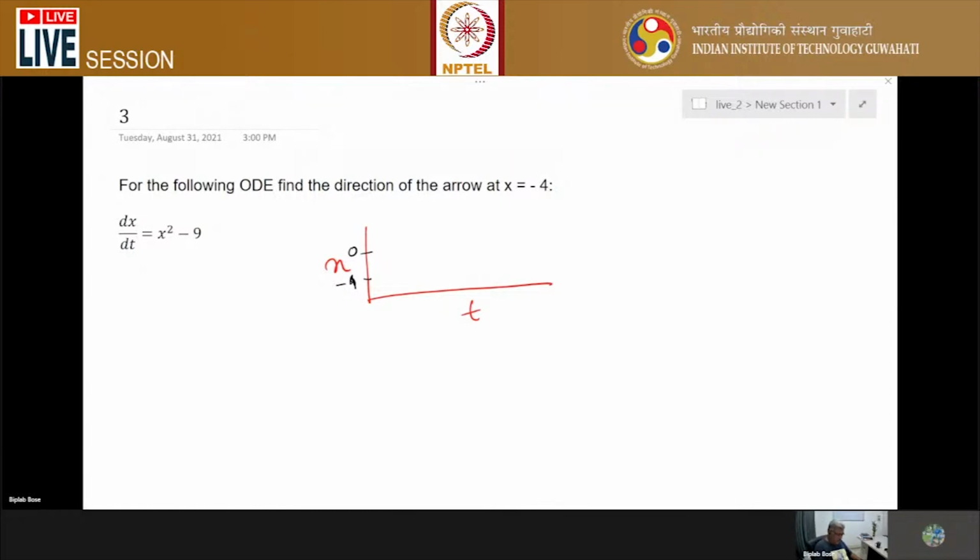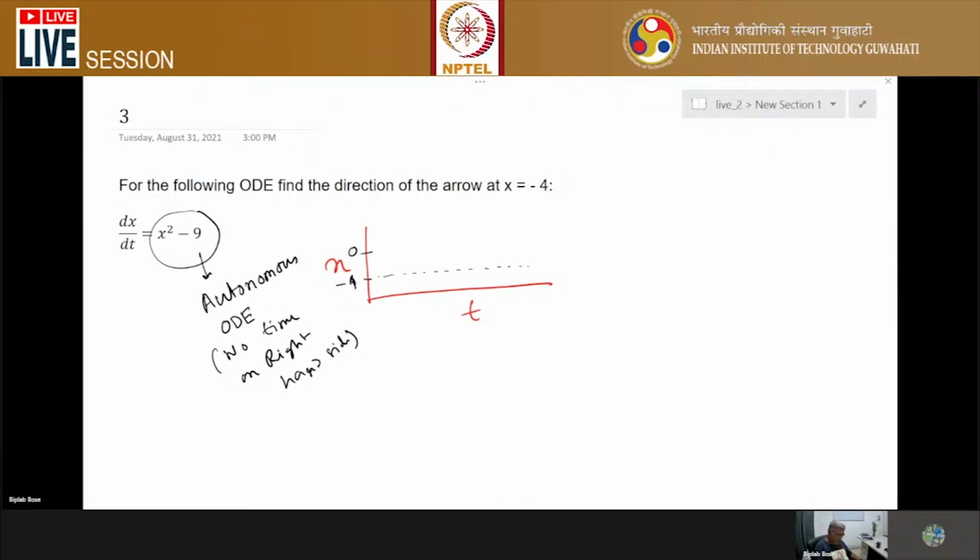Don't get confused, because it's an autonomous equation, right? It is an autonomous ODE, because there is no time on the right hand side. You have on the right hand side only x square minus 9. So that means anywhere along this horizontal line for x equal to minus 4, I can draw a direction field arrow and their direction will be the same, right?